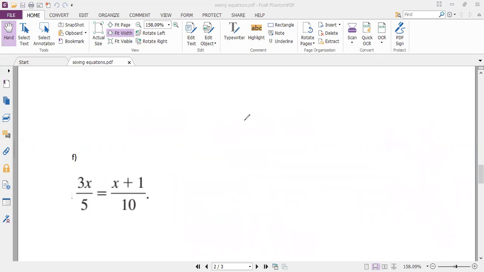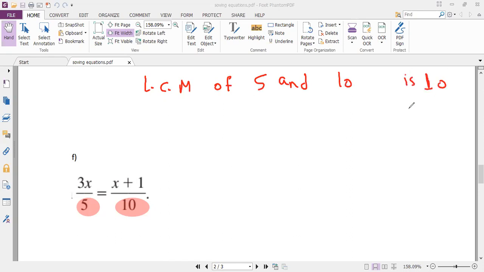This is a way we can follow to find the variable x, and I'm going to tell you another way. Just look at the two denominators. I have 5 and 10. So what is the LCM, lowest common multiple, of 5 and 10? You know the lowest common multiple of 5 and 10 is 10. So we can multiply both sides of 3x over 5 equals x plus 1 over 10 by the lowest common multiple, multiplied by 10, the lowest common multiple of the two denominators.